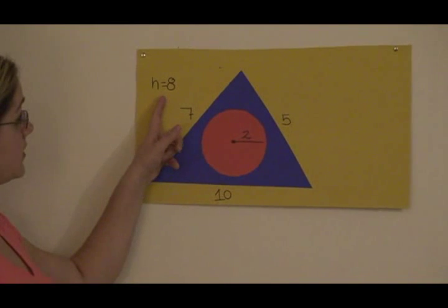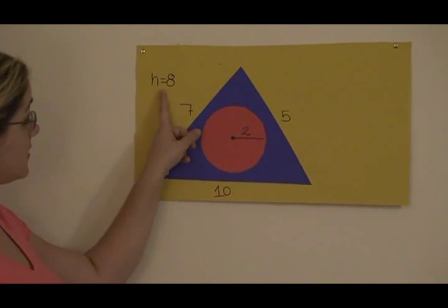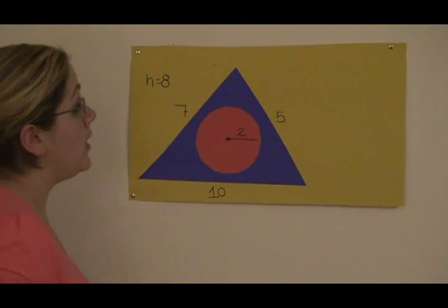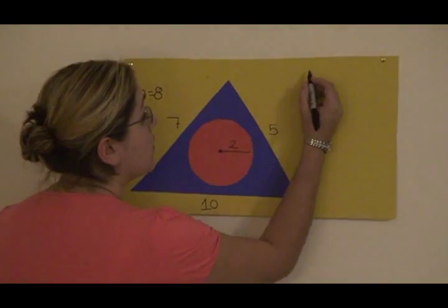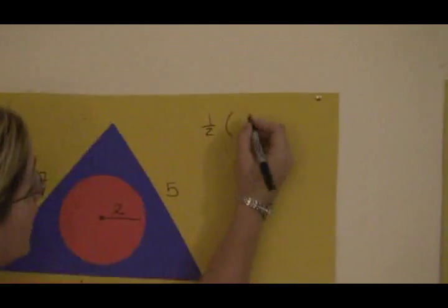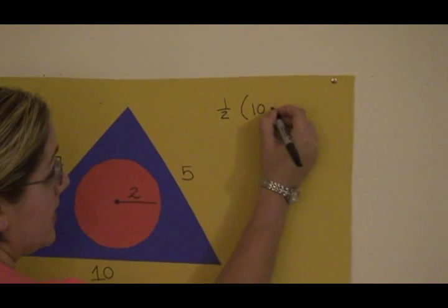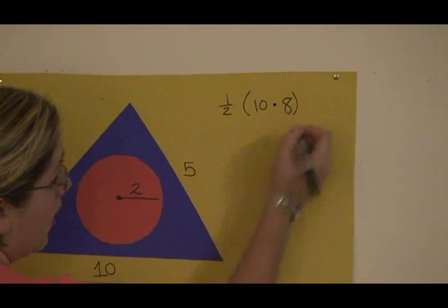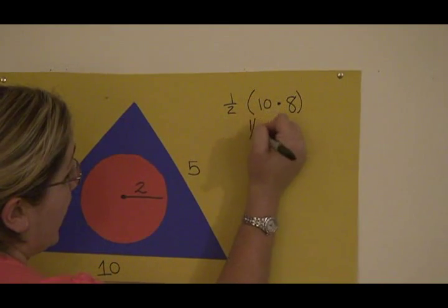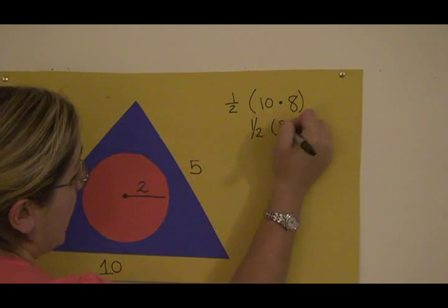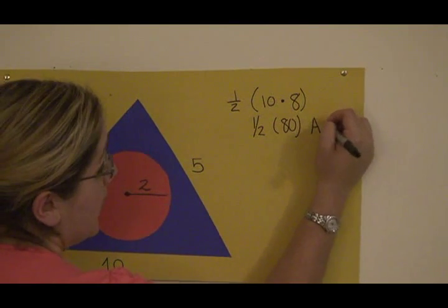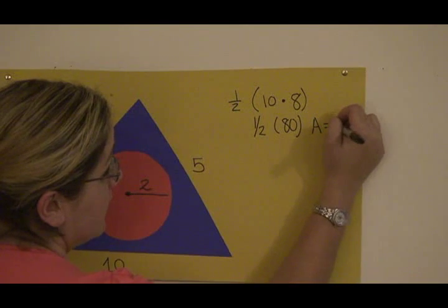The height of the triangle is given right over here, which is 8, and the base of our triangle is 10. So if we know that, then we know that we're going to be looking to find 1/2 times 10 times 8. In doing that, we can see that we're looking to find 1/2 of 80. The area of the triangle given is 40.